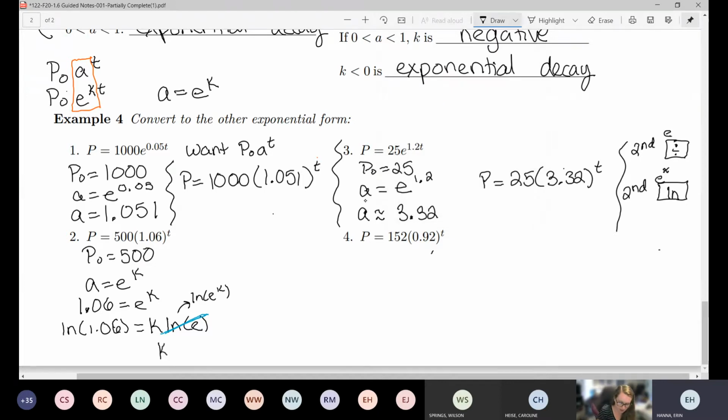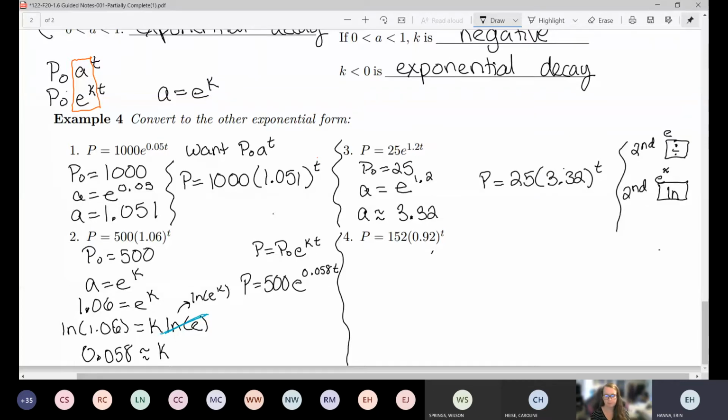So you ask your calculator, please tell me what the natural log of 1.06 is, and your calculator will tell you it is approximately 0.058. So we have our P naught, we have our k value now, so we can write it in our P naught e to the kt form. So we've got 500 e to the 0.058 t.